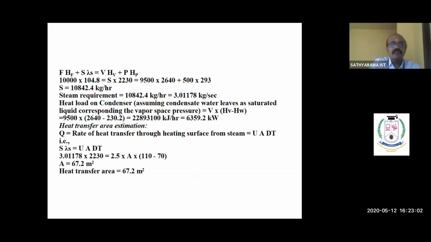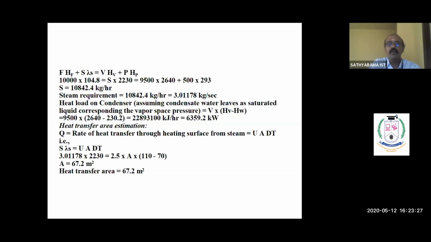So now we are going into the enthalpy method. F into HF plus S lambda S is equal to V into HV plus P into HP. Substituting all the values, we can calculate the steam consumption as around 10,842.4 kg/h. Coming to the steam requirement in terms of seconds, dividing by 3600, it is 3.01178 kg/s.